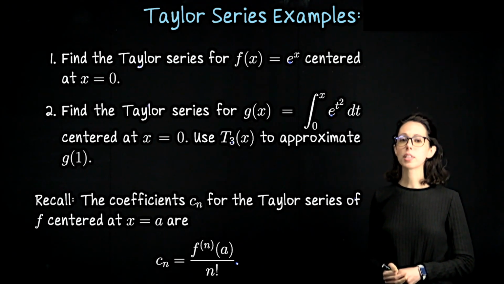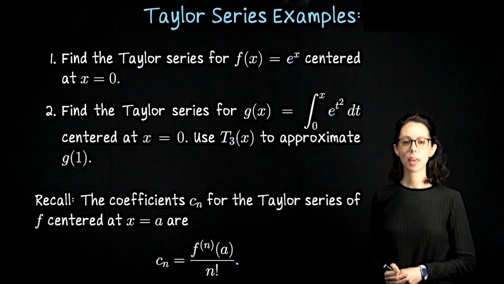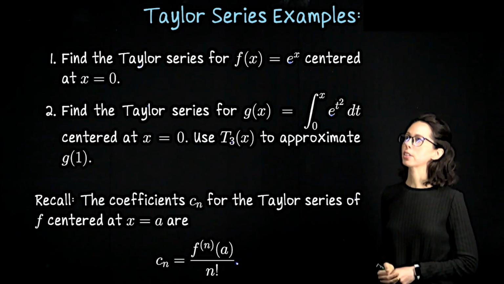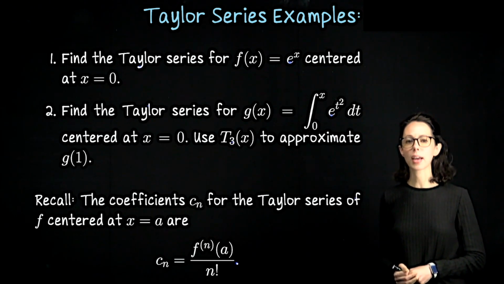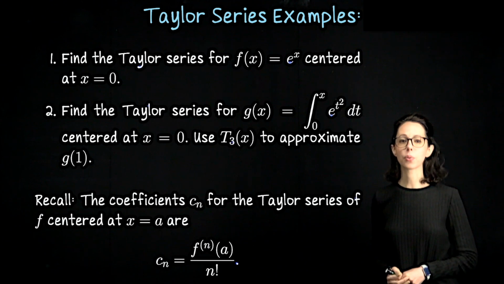In this lesson, we are going to do two Taylor series examples. In the first one, we are going to find the Taylor series for the exponential function f of x equals e to the x, centered at x equals 0. We will also find the radius of convergence.